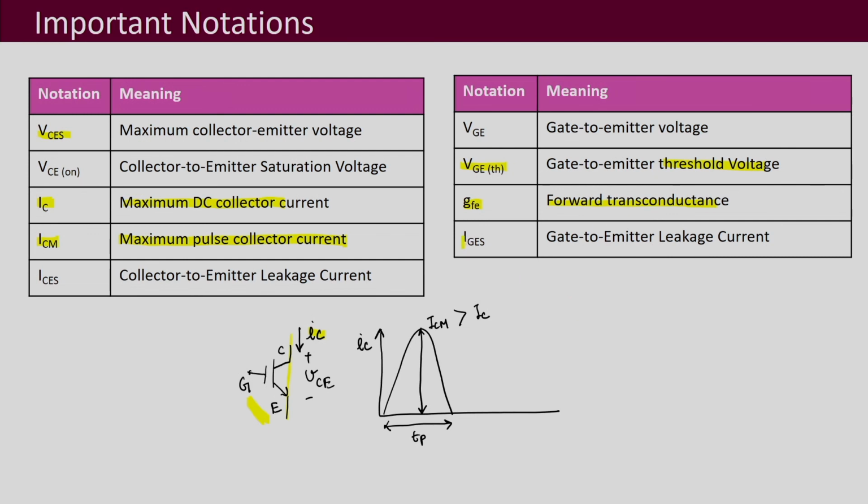Then is your gate to emitter leakage current. Over here also we may be having some leakage current flowing while ideally there cannot be any current. So, that is your gate to emitter leakage current.